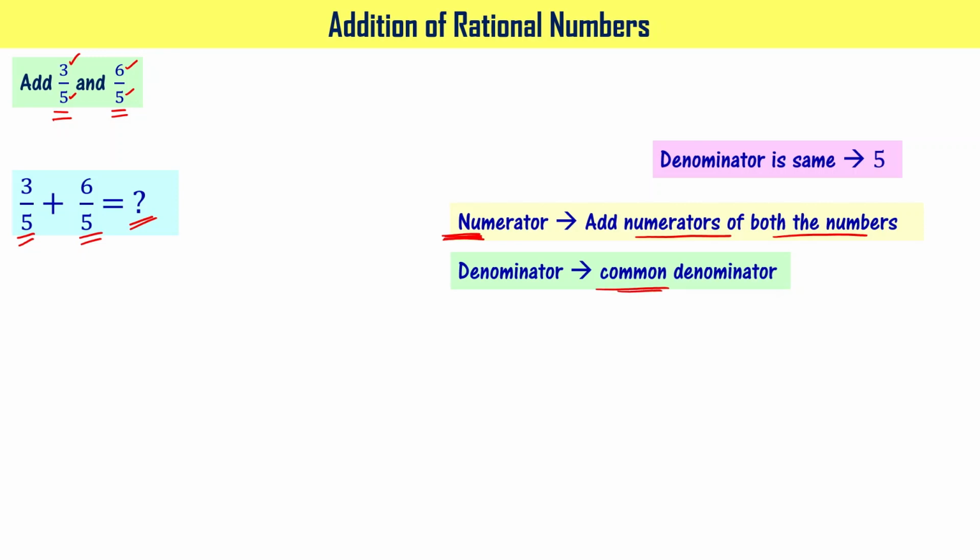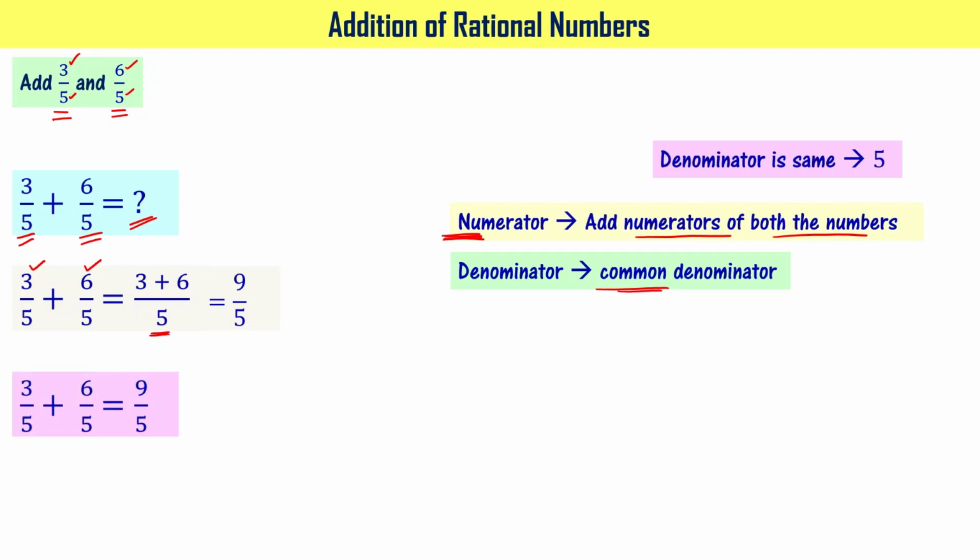So 3 by 5 plus 6 by 5 now can be written as 3 plus 6 divided by 5. We said that the denominator is common denominator and the numerator is going to be obtained by adding the numerators of both the numbers, right? 3 and 6. That's why the numerator is 3 plus 6 and denominator is 5, right? 3 plus 6 equal to 9. That's why we can say that the resultant number is 9 by 5. So to answer the question, 3 by 5 plus 6 by 5 equal to 9 by 5, right?